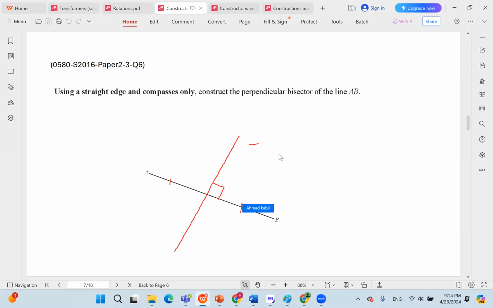So how do we reach this line? So first we get the compass. We put the iron part here at B, and then we put the pencil somewhere beyond half of AB. So the width of the compass must be more than half of AB. We should set the compass to more than that. And then we draw two arcs, one above and one below, like this. And then without changing the radius of the compass, we take the iron part and put it at A, and we draw two similar arcs. So they should end up looking something like this.